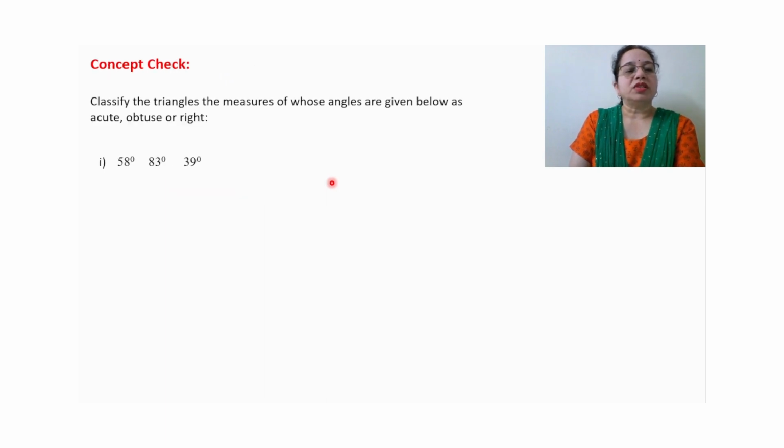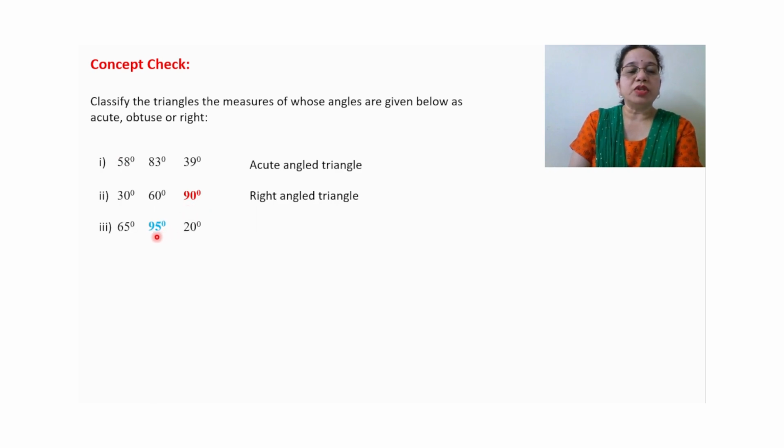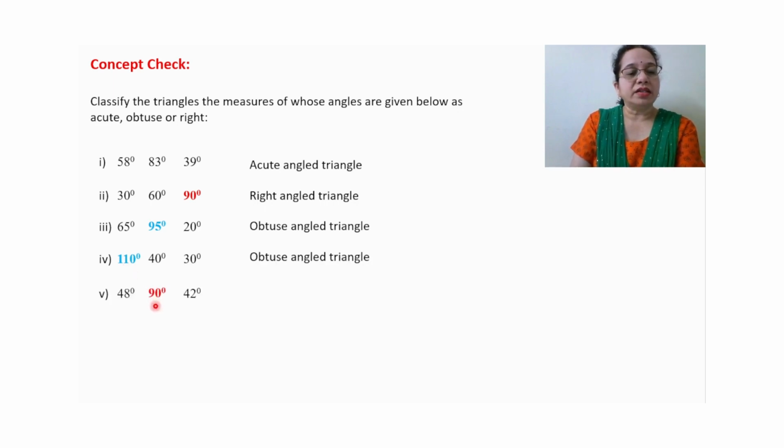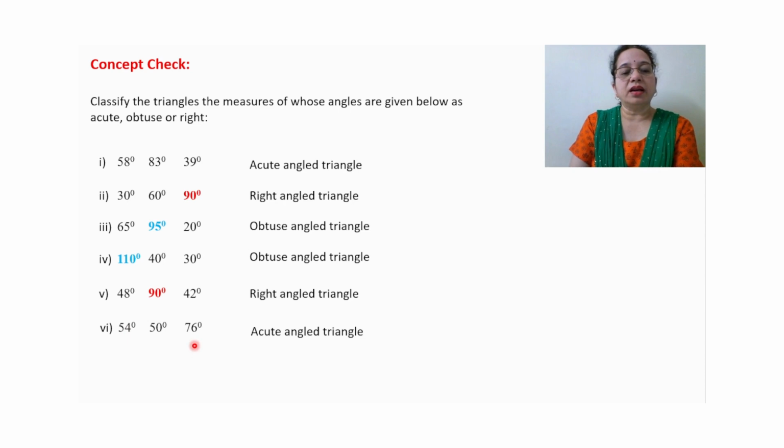Now the time for a concept check. You are supposed to classify the triangle based upon the angle. All the three angles are acute angles, so acute angled triangle. One angle is 90 degrees, so right angled triangle. One angle is 95 degrees, that is an obtuse angle, so obtuse angled triangle. One angle is 110 degrees, again an obtuse angle, so obtuse angled triangle. Now one angle is 90 degrees, right angled triangle. Now all the three angles are acute angles, so acute angled triangle.